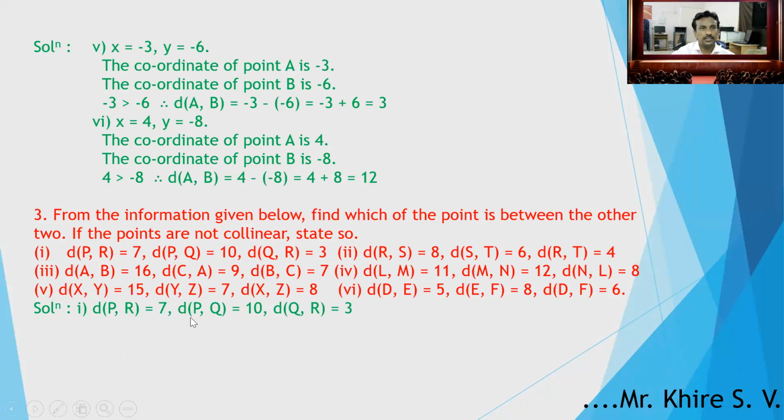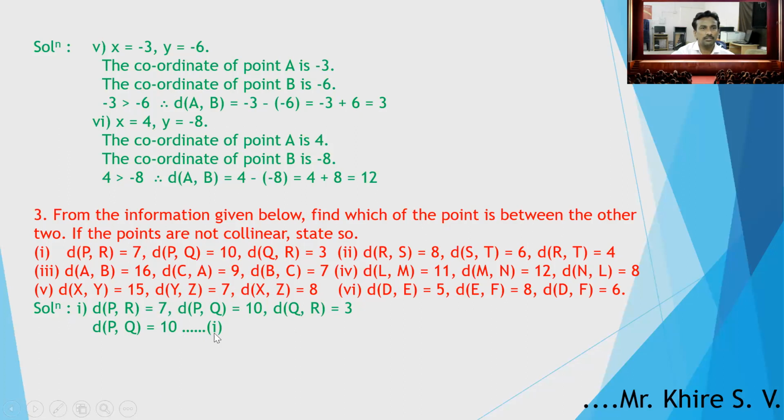Distance PR 7, distance PQ is 10 and distance QR is 3. This is given. Now we have to state the points are collinear or not. Then if the points are collinear, then which point lies in between other two points? We have to tell them. Okay. Now first of all, we have to find out the bigger distance. Which is biggest value out of these 7, 10 and 3? It is 10. Therefore distance PQ is equal to 10.